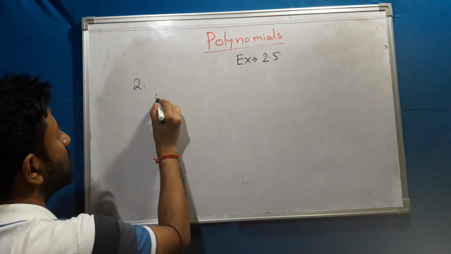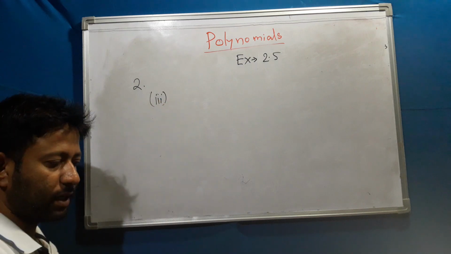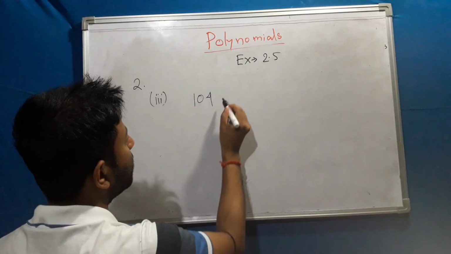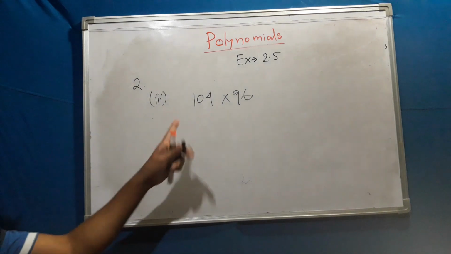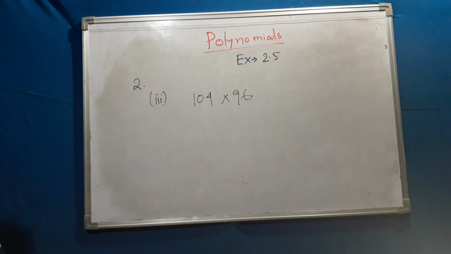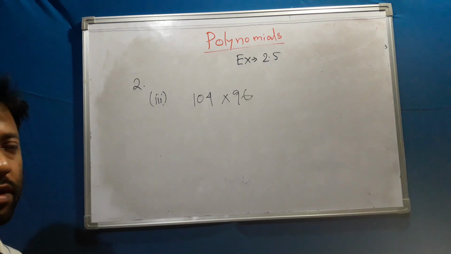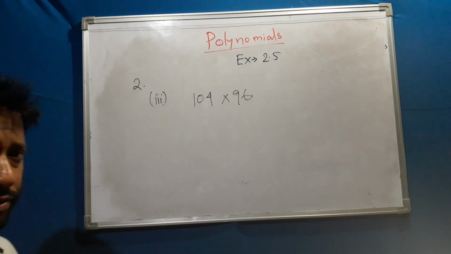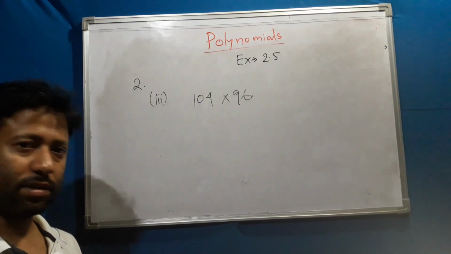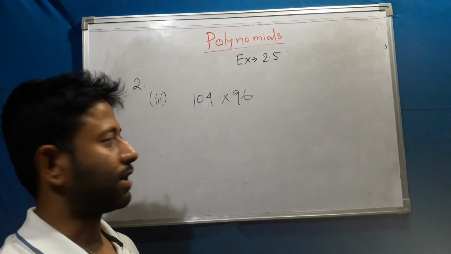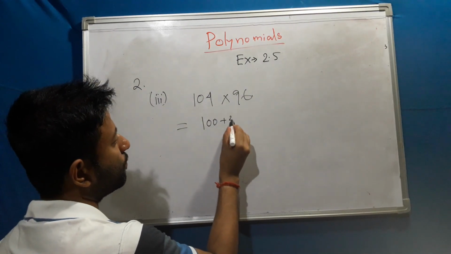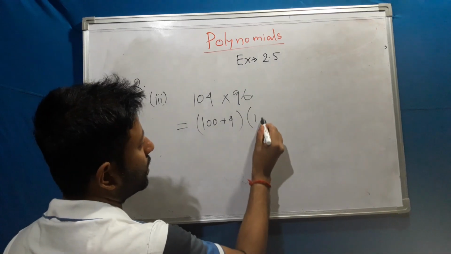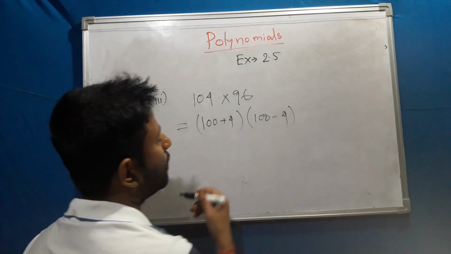Suppose I'm doing question number 3. So they have given what? 104 and 96. Okay. So now I have to evaluate this without direct multiplication. We can do direct multiplication, but they want us to use identities. So which identity can I use? I have to arrange this in such a way that I can apply some identity. So what kind of identity can I apply here? I can write 104 as 100 plus 4, and this one I can write as 100 minus 4.